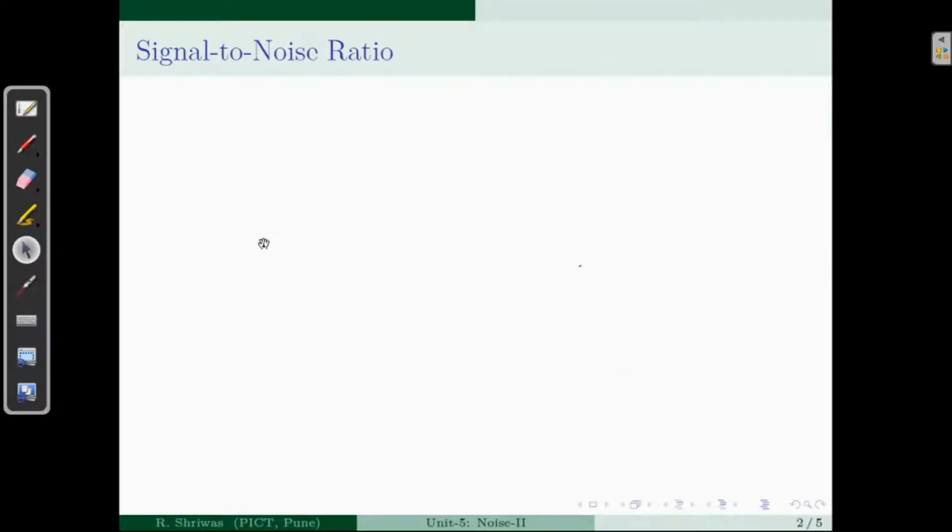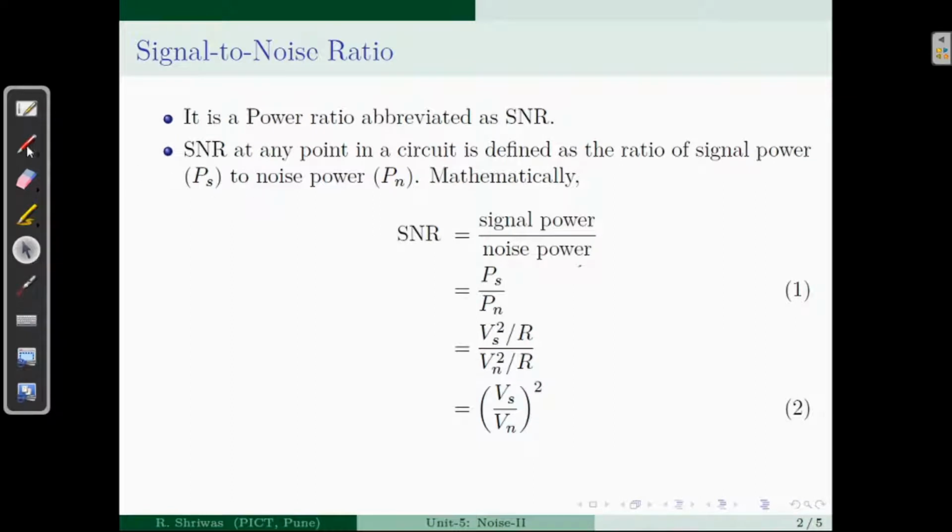So let's define signal to noise ratio. Signal to noise ratio is a power ratio which is abbreviated as SNR. Since this is a ratio of two same things, hence it is a unitless quantity. Now, mathematically, at any point, signal to noise ratio can be defined as the ratio of signal power to the noise power. Here we are using Ps to denote signal power and Pn to denote noise power.